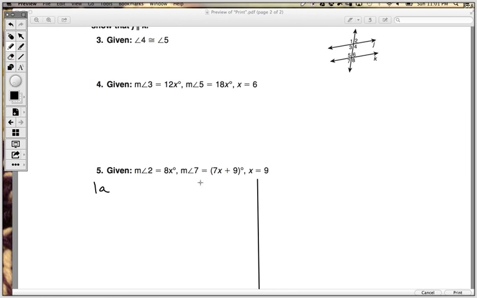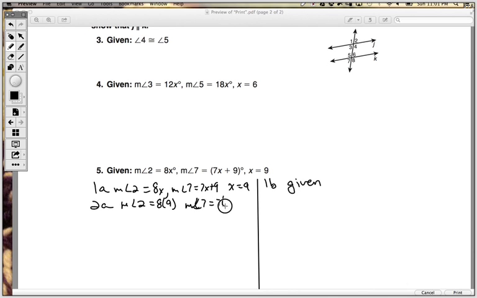So we start with the given stuff. Measure of angle 2 equals 8x. Measure of angle 7 equals 7x plus 9. And x equals 9. And that is given. Okay, now let's look at the last part. It says we can just plug these in just like we've been doing before. So measure of angle 2 equals 8 times 9. And measure of angle 7 equals 7 times 9 plus 9. Well, and that's just a substitution. Same as before. We're just plugging stuff in.